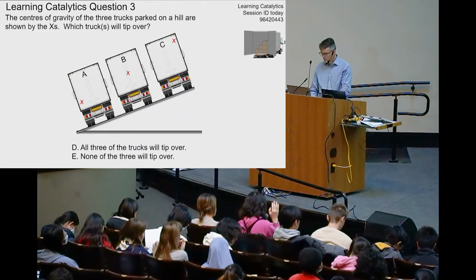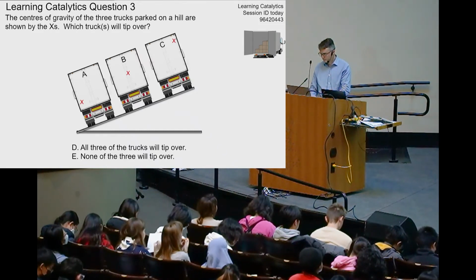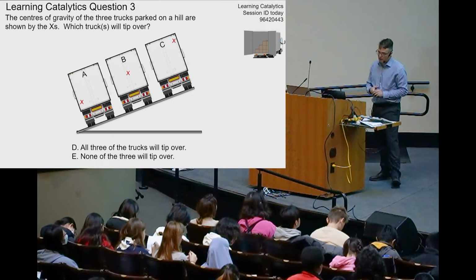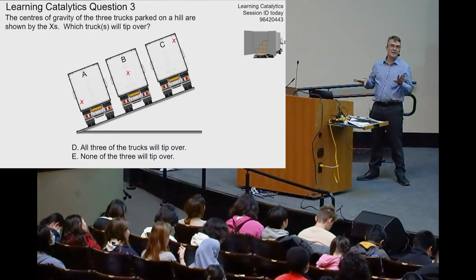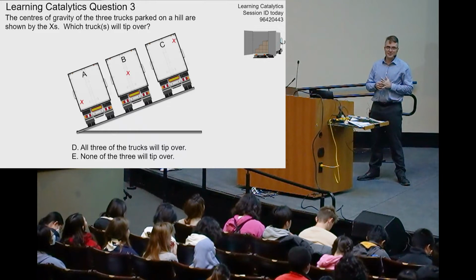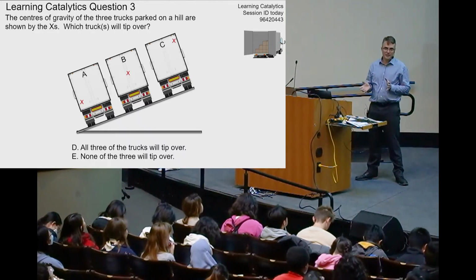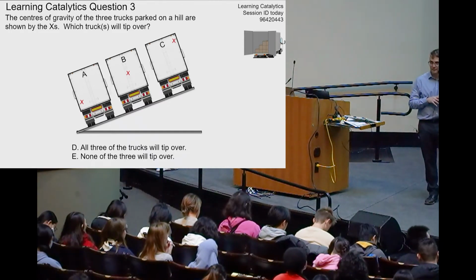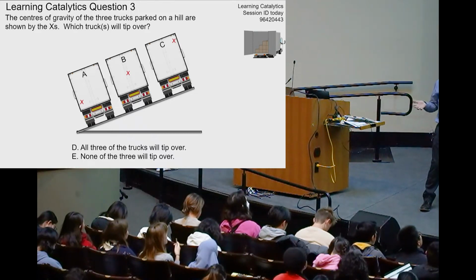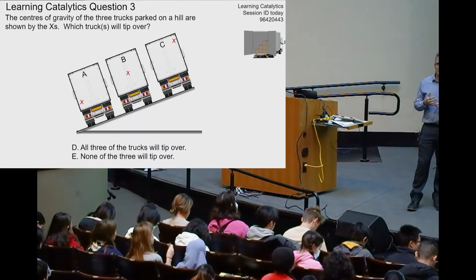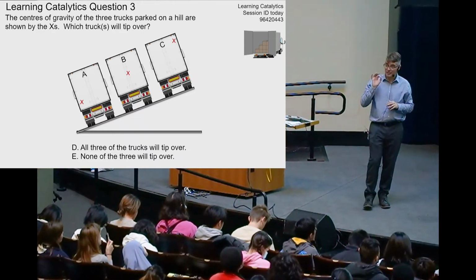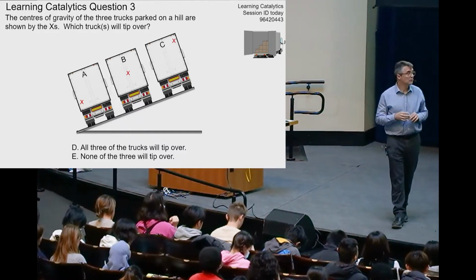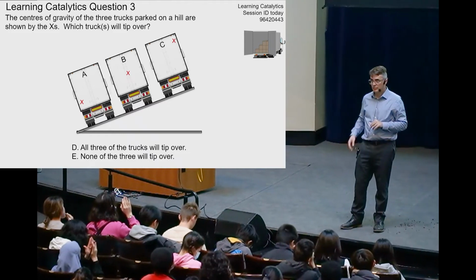Let's do a quick Learning Catalytics. You have the center of gravity. These trucks are loaded in some crazy way with a whole lot of massive stuff so that you don't know what's in there, but you do know the center of mass is at the red X. That's what you're being told. So assuming that these three trucks, A, B, and C, all have their center of mass at the red X, which one of them will tip over? Or none of them will tip over, or do you think all three will tip over?